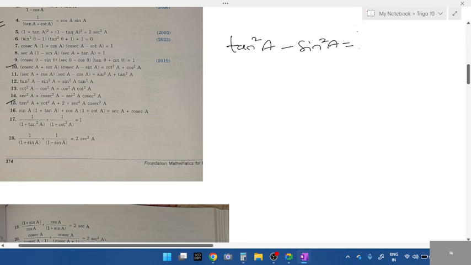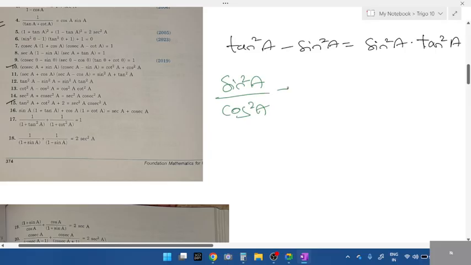Copy this question. All of you copy and start doing it, students. 12th question. Sine square A multiplied by tan square A. How do you all solve this? Right hand side we need sine square A and tan square A. Whenever tan is given, what do you write, students? Sine square A by, minus, sine square A.